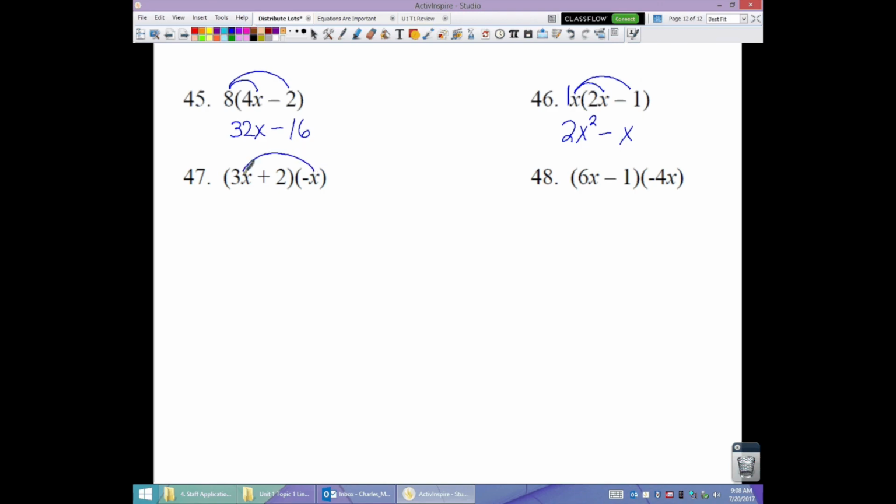Okay. Negative x times 3x is negative 3x to the second. And then negative x times 2 is negative 2x. And last one here, negative 4x times 6x is negative 24x to the second. And then negative 4x times negative 1 is positive 4x.